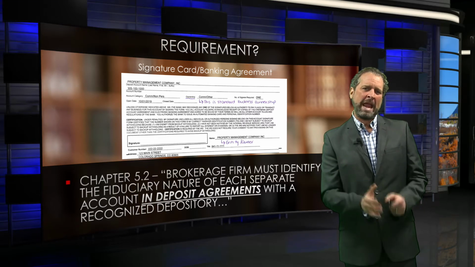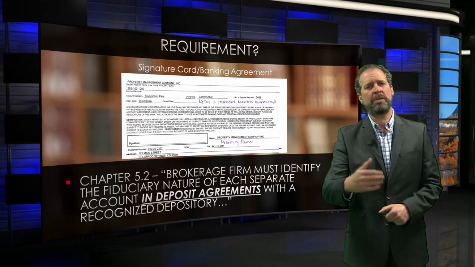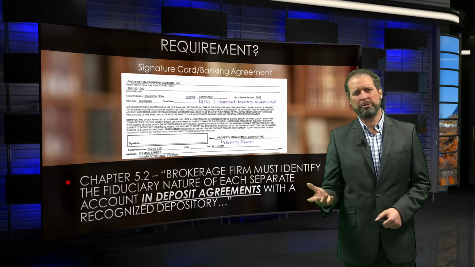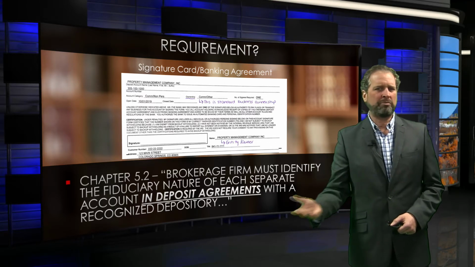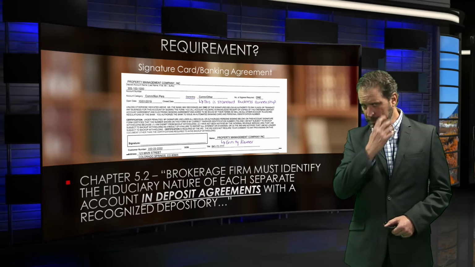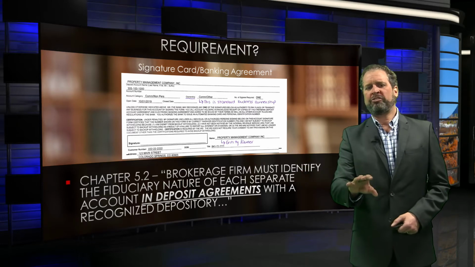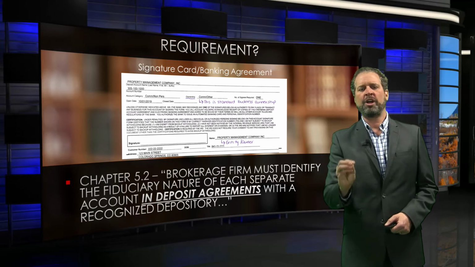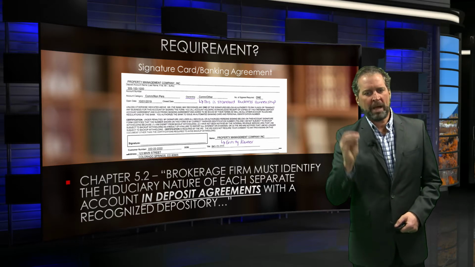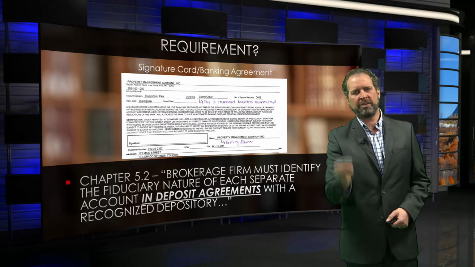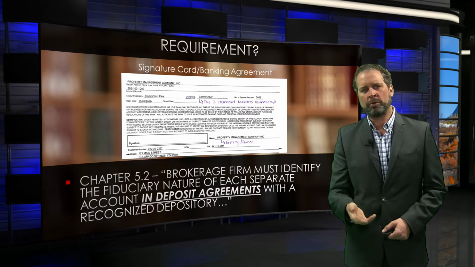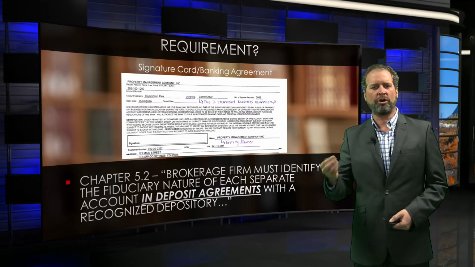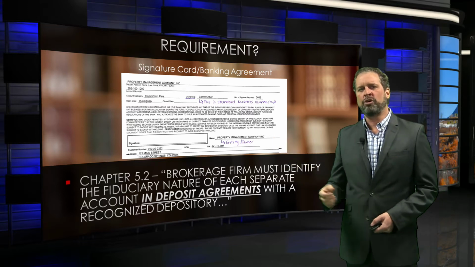That goes to the banking relationship that you're creating when you open up that account with the financial institution, the bank that is going to maintain, presumably, that checking or maybe savings account, whatever it might be. So what 5.2 essentially says is the brokerage firm must identify the fiduciary nature of each separate account in deposit agreements with a recognized depository. Your deposit agreements are, in the most common sense, the signature card or banking agreement that you would have when you open up an account.